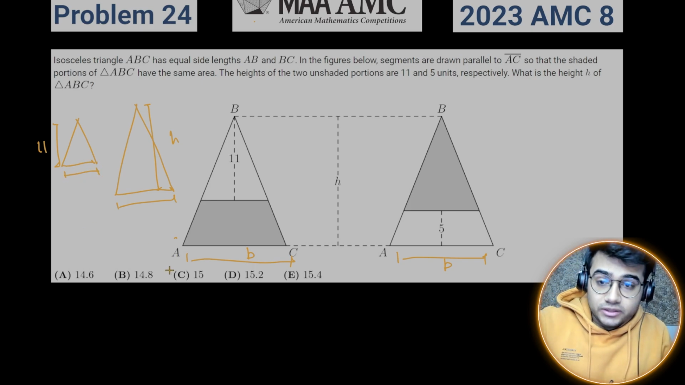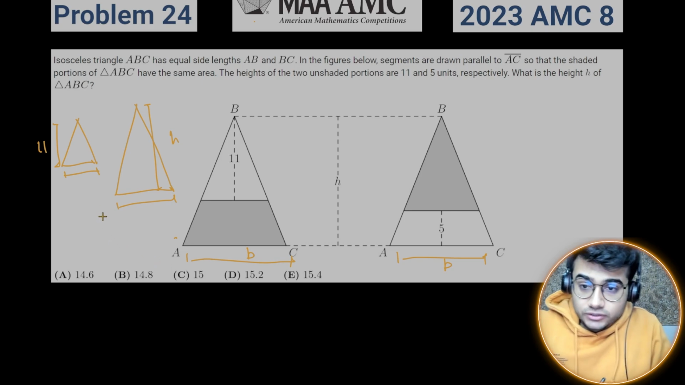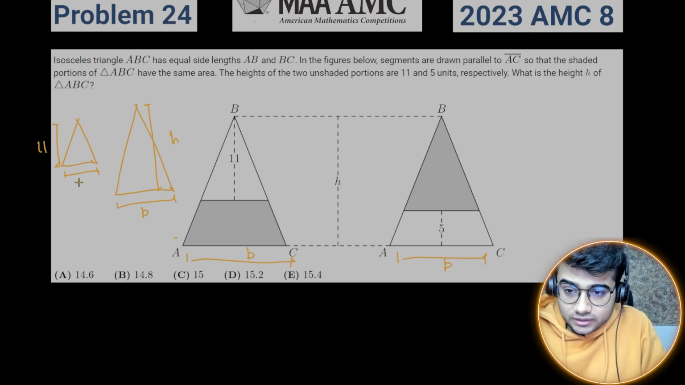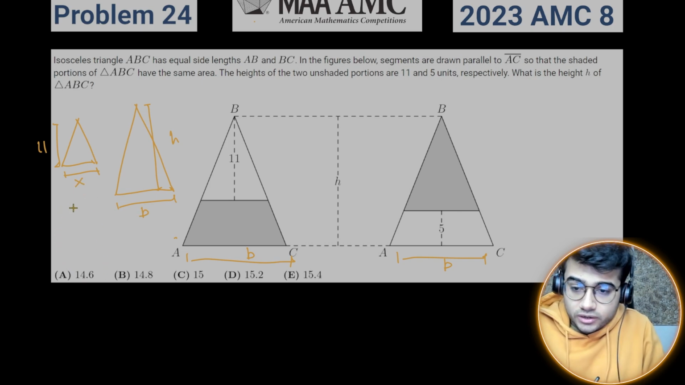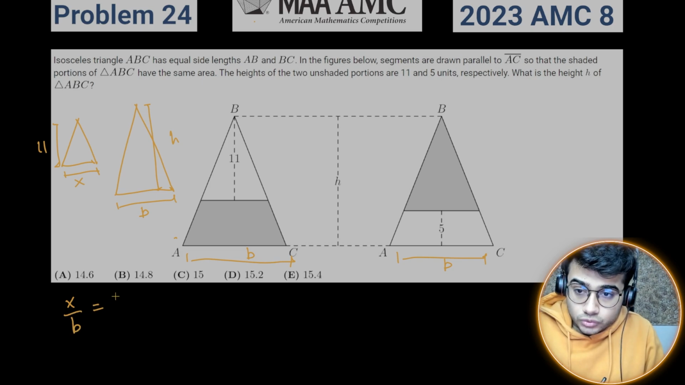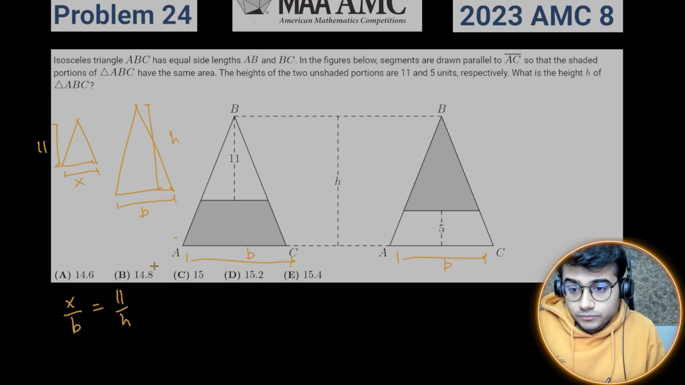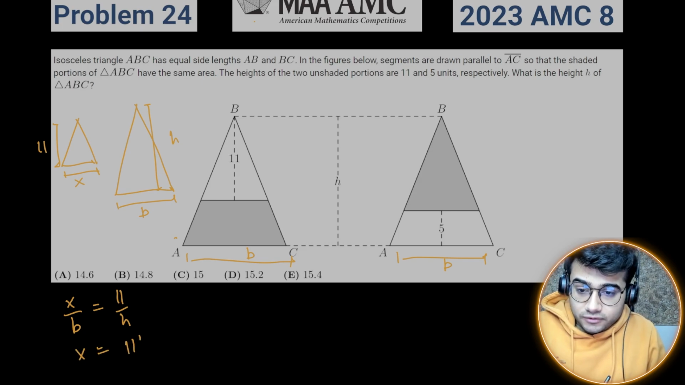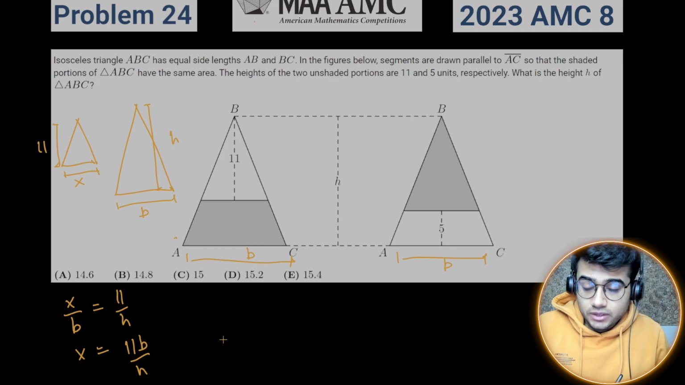Well, we can, because since these two triangles are similar, the ratios of the lengths must be the same. So let's say this is B, and let's call this X. So we know that X over B should be equal to 11 over H. Again, I'm just using similarity. That tells me that X is equal to 11B over H. See, I'm getting everything in terms of B and H.